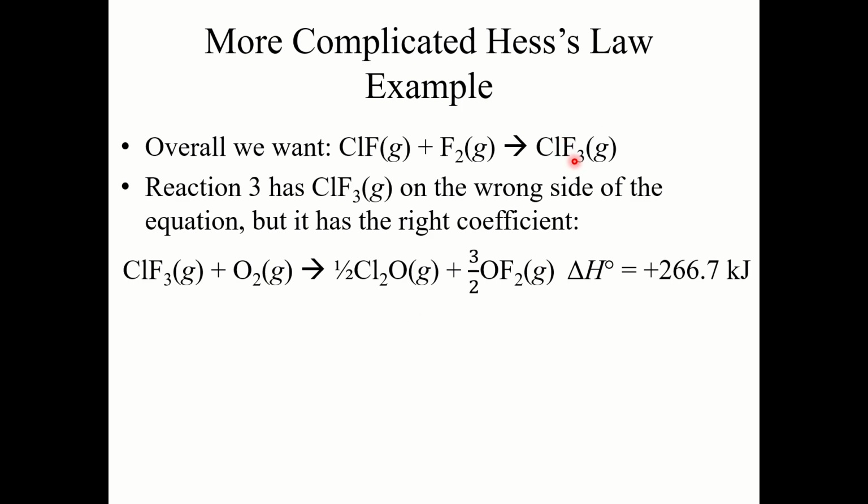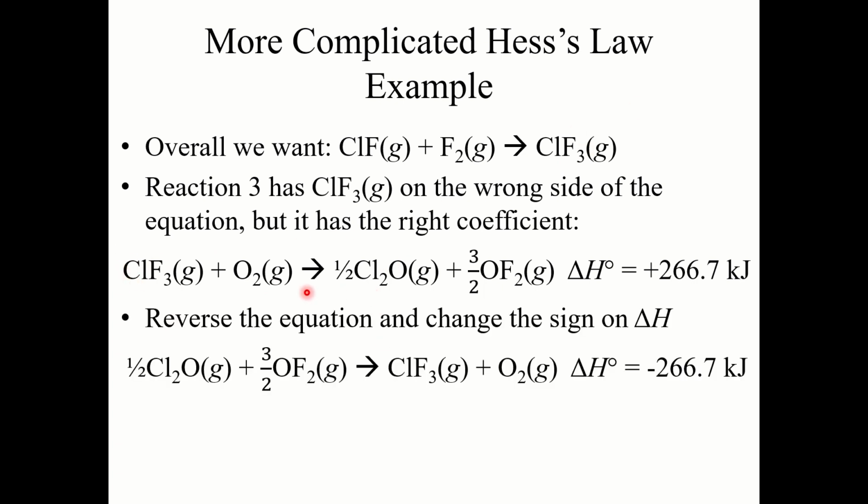Finally, I'm going to look at ClF3. Reaction 3 has ClF3 on the wrong side of the equation. In my target equation, I want ClF3 on the right side, and reaction 3 has ClF3 on the left side. So it's on the wrong side, but it has the correct coefficient of 1. So all I need to do is take reaction 3 and reverse the equation, and then change the sign on delta H.